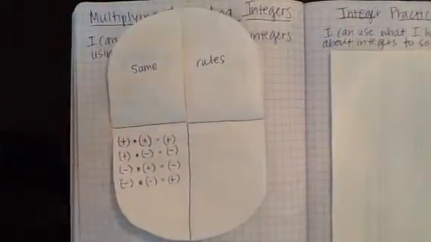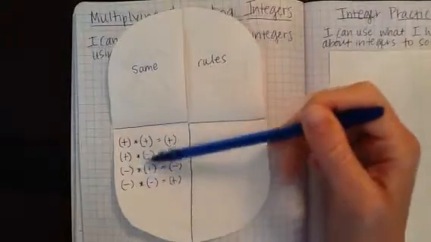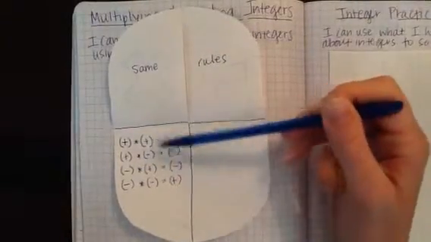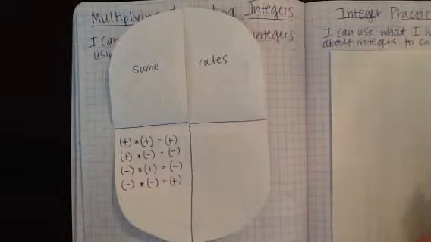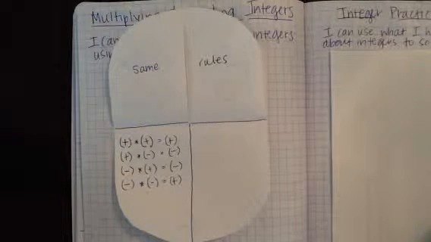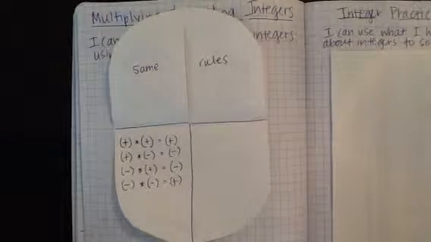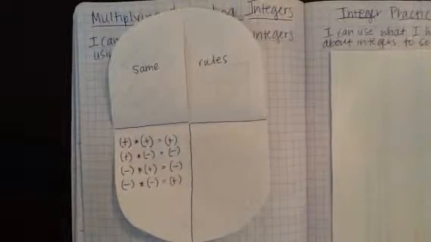So I want you to think for just a second, what do these two have in common? So these two both have a negative. These two both have a positive. I want you to think about it for just a second and see if you can come up with some way that you can separate the two different kinds of answers that you'll get. So pause the video, take a second to think about it, and then come back.